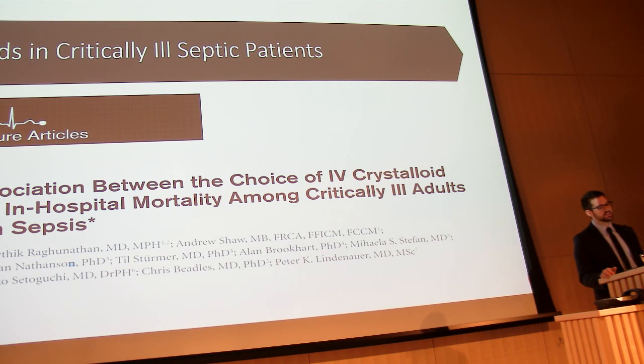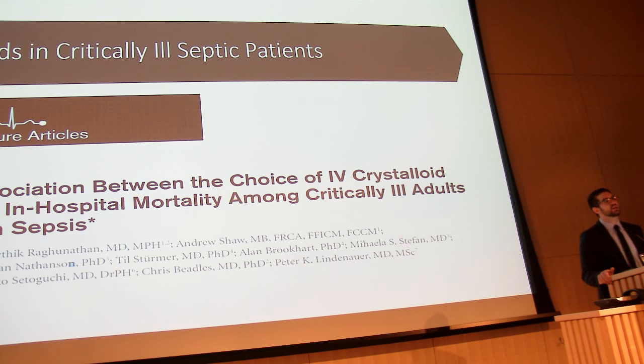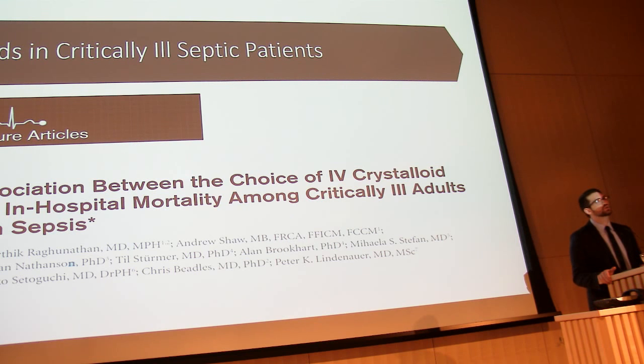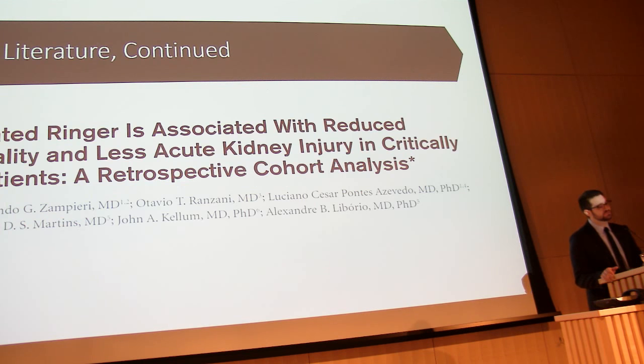But there were problems with this study. Even though they used this propensity matching, there was a difference between the groups. Generally, the ones getting balanced crystalloids were younger with fewer comorbidities, although they were sicker, more likely to receive mechanical ventilation, more likely to be on vasopressors, and spent more days in the ICU. So we're starting to get a trial that's flawed, but we're showing a difference. So I think that there's something there. And that's just for sepsis.